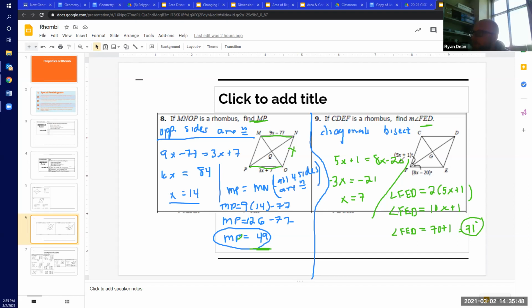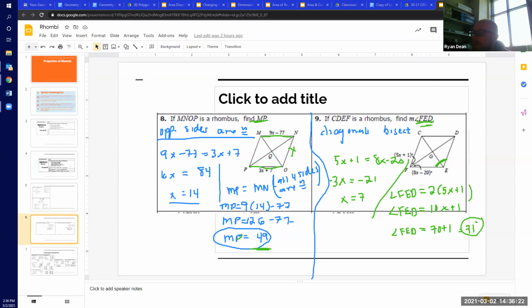Now number 9 here, we're setting 5x plus 1 equal to 8x minus 20. When we do that, we're just solving for x. I moved all the x's over to the left, which gives me negative 3x on the left. I moved the 1 over to the right, which gives me negative 21. Divided by negative 3 on both sides, x is equal to 7. Now our goal here is to find FED. FED is this large angle.